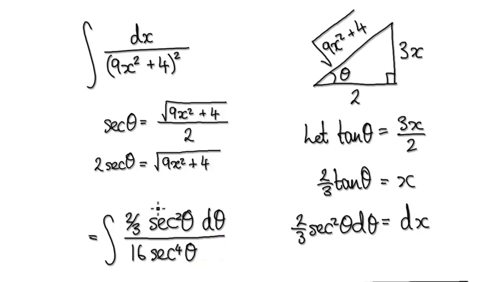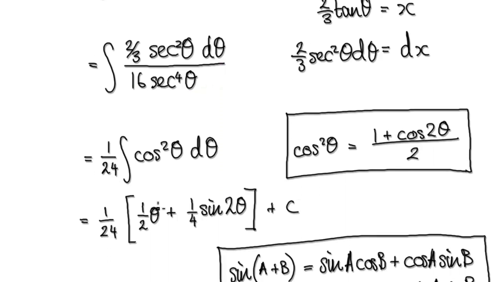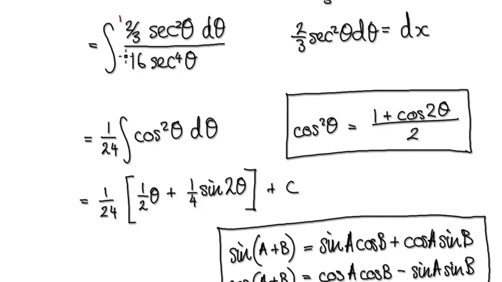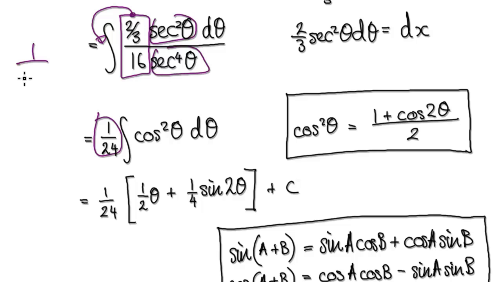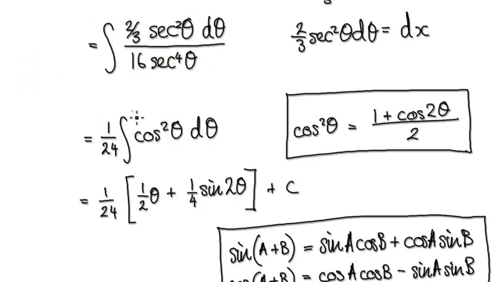So now it's just a matter of tidying this up. So let's break this up. This is a constant, so take it out here. That will then give you this, and then here you've got secant squared over secant to the power 4, so that would be 1 over secant squared theta, which is cos squared. So now it's just a matter of integrating this. We've done this many times, so you should be able to integrate this. If you integrate this, it will then give you this.